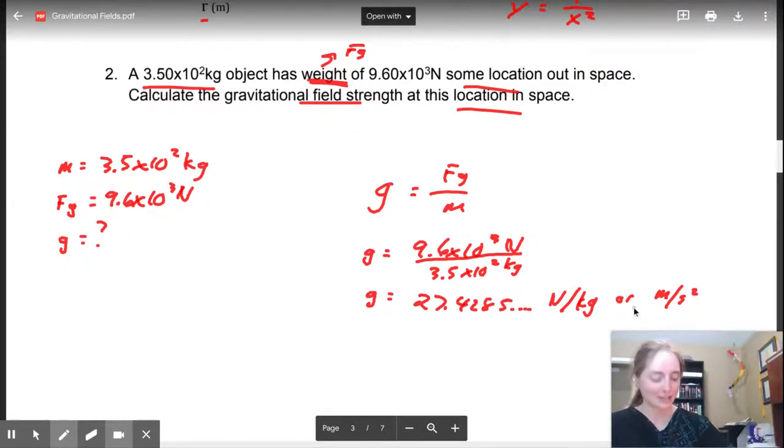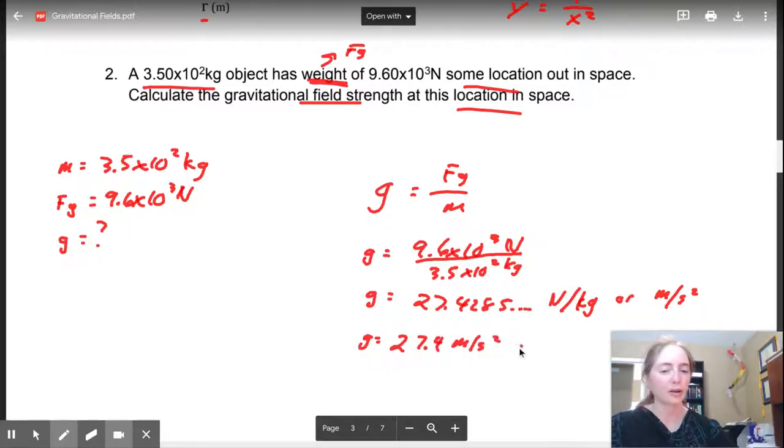So, ladies and gentlemen, we now do sig digs and units. 3 sig digs, 3 sig digs. So I do my appropriate rounding and I wind up with 27.4 meters per second squared or newtons per kilogram. I don't care which one you use. As long as you use either of the two, you're good. Okay.